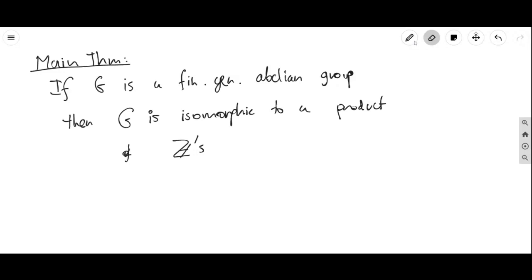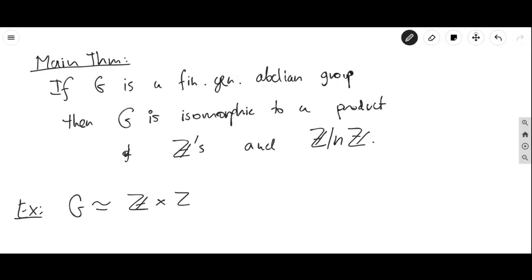So this is what it means to be a finitely generated abelian group: it is isomorphic to a product of Z's and integers mod n. For example, you can have G in the end, and it might look like this. You might have 3 copies of Z, maybe you have Z mod 5Z, and then maybe you have Z mod 2Z. So that would be an example of how it looks in the end.